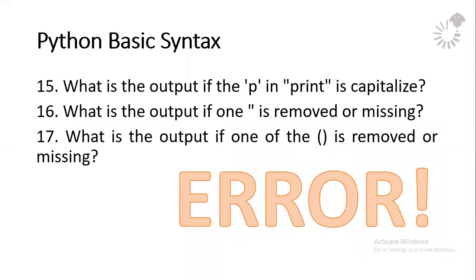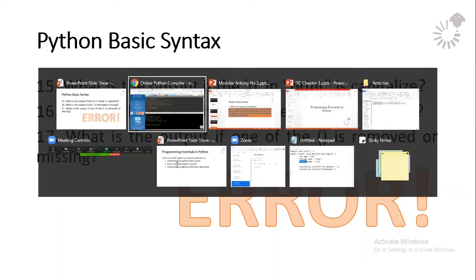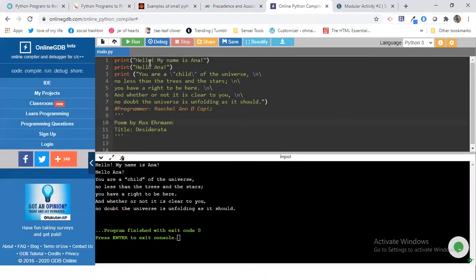15, what is the output if P is capitalized? What is the output if one of the double quotes is removed? What is the output if one of the parentheses is removed or missing? That is error. But let's check for your eyes.